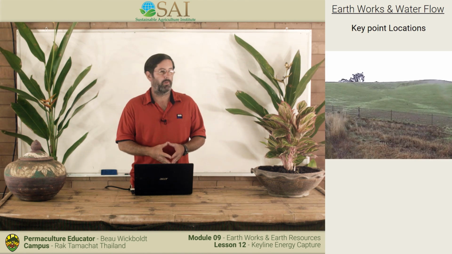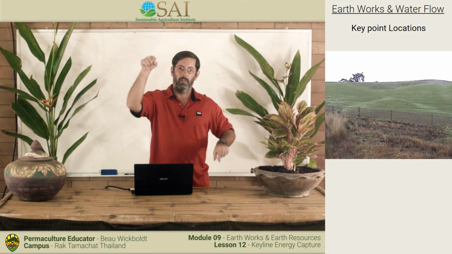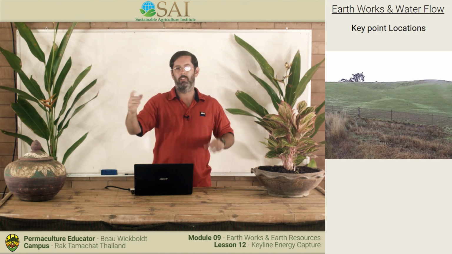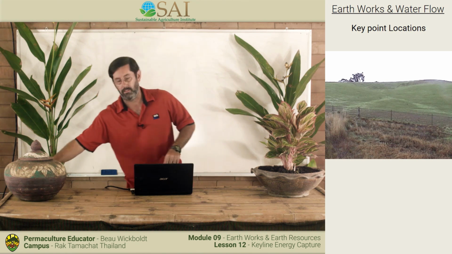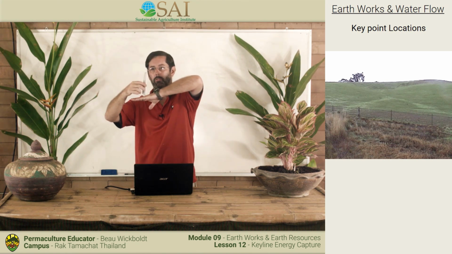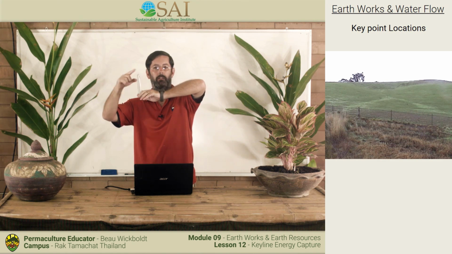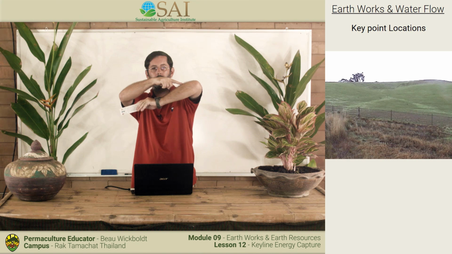Here's another one, key point locations. So I look in the landscape and I see the topography. I can see that point. I have a relationship of the height. So let's say this was 4 meters. Then I move the 4 meters in relationship and imagine where it intersects.